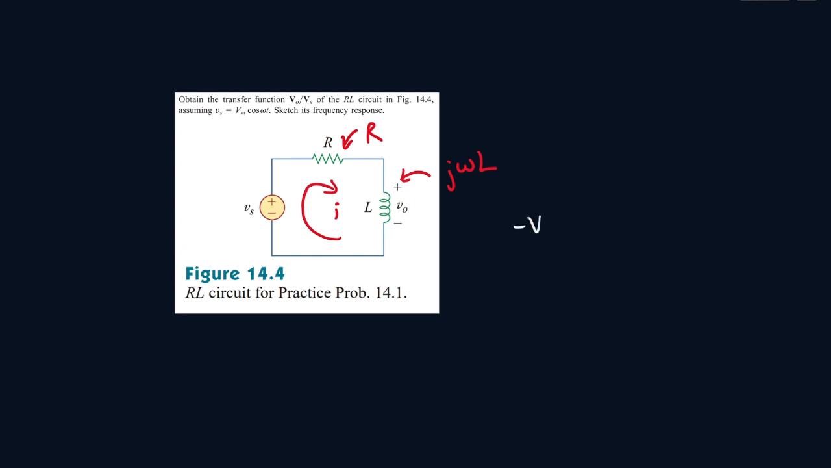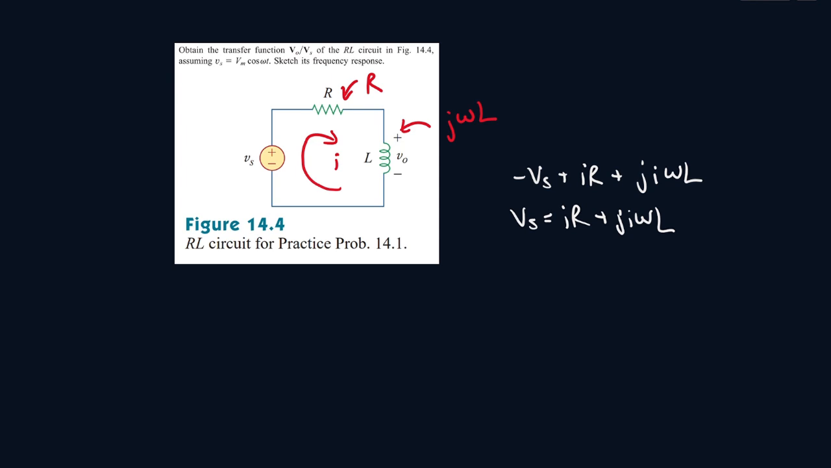So it'll be minus Vs plus IR plus JIWL. Okay, so Vs will just be equal to IR plus JIWL. Okay, good. So now we need to find VO. VO will be equal to the current times the impedance value of the inductor. So the current passing through the inductor times the impedance value of it. So it'll be J times IWL.